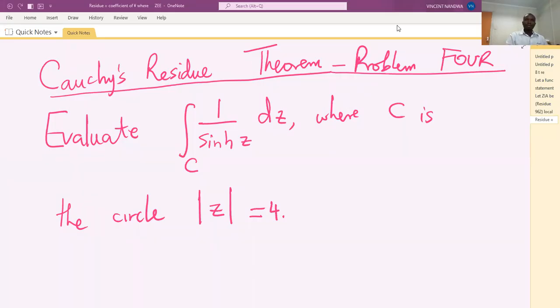Welcome back. So we have a problem to solve. The integral of 1 over hyperbolic sine of z with respect to z, evaluated along a circle whose radius is 4 units. So the first thing we do here is to identify the f of z and then find the poles of f of z.